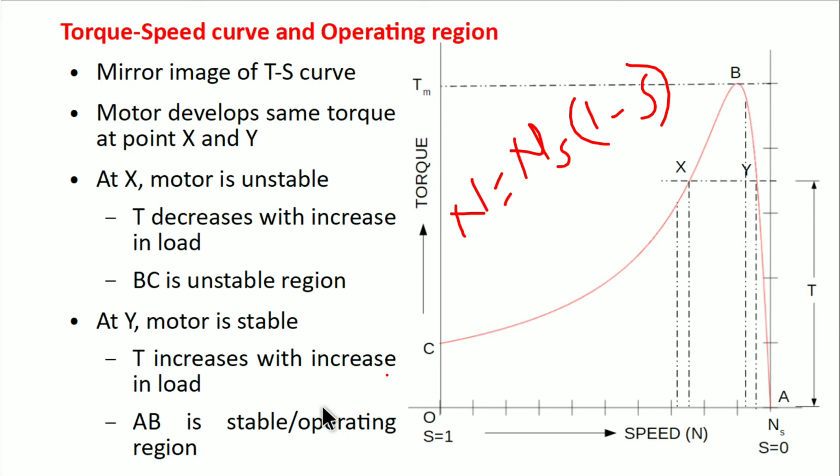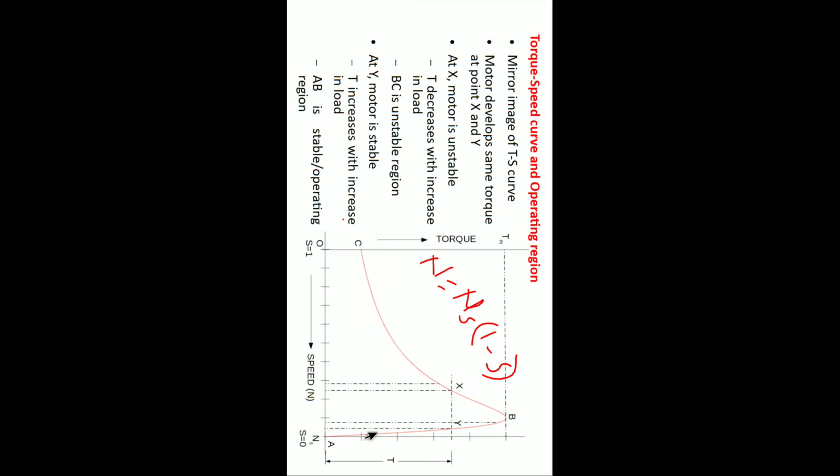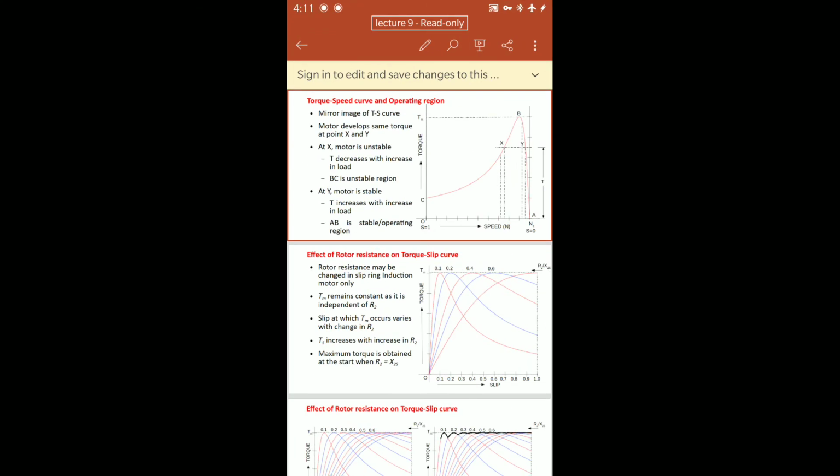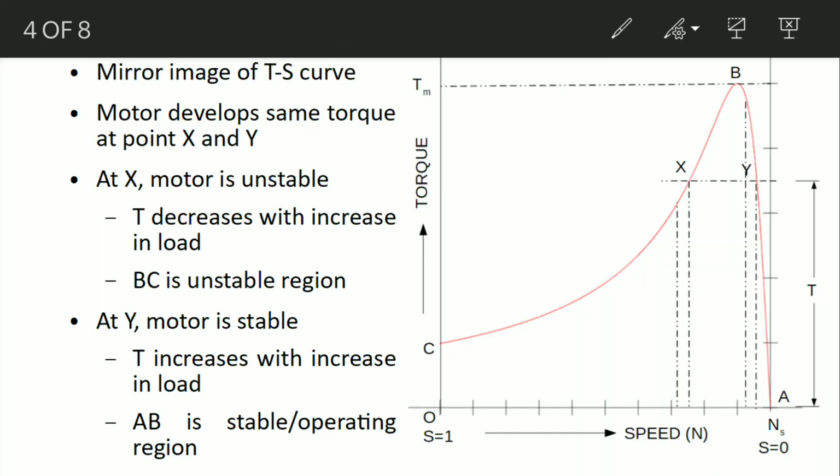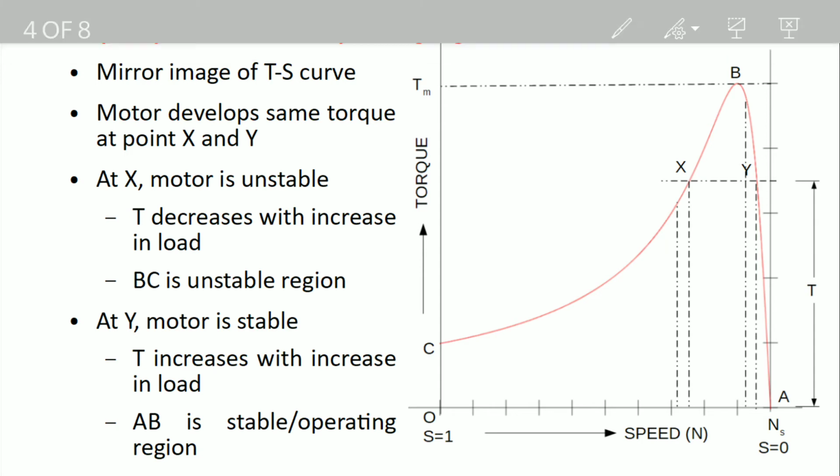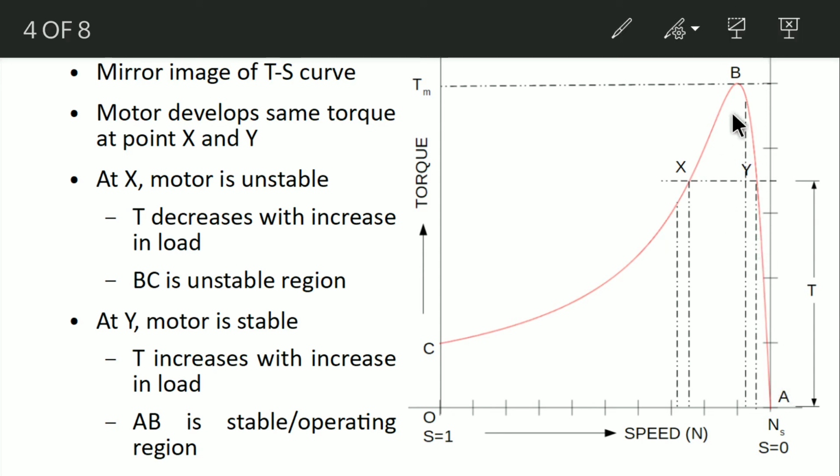Under running conditions, once the motor starts at this slip 1, its speed increases, and then it works on this curve. The induction motor is operated in this region, and it is called the operating region. In this region, the motor is unstable. Once the load slightly changes, the motor will stop.